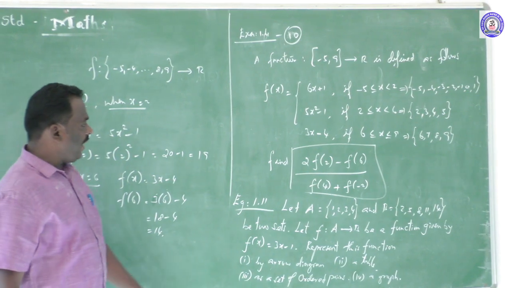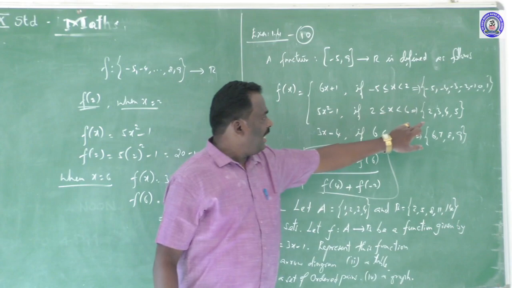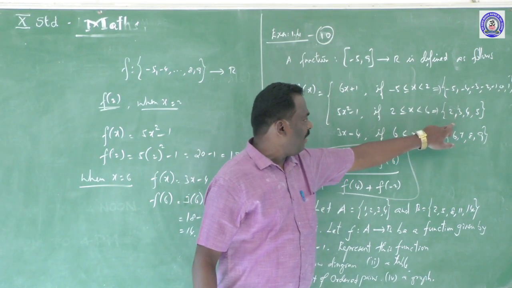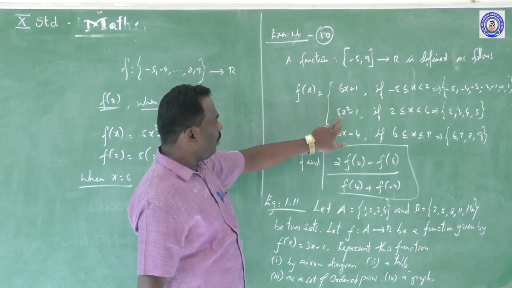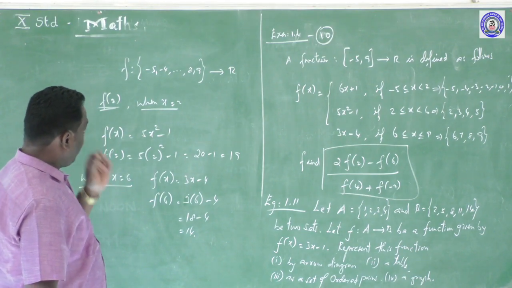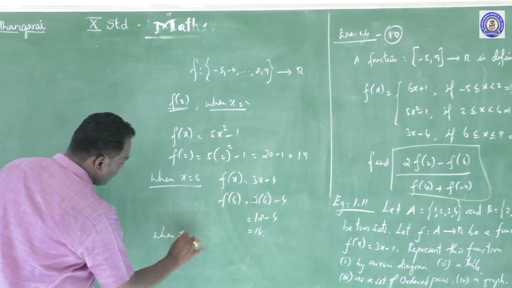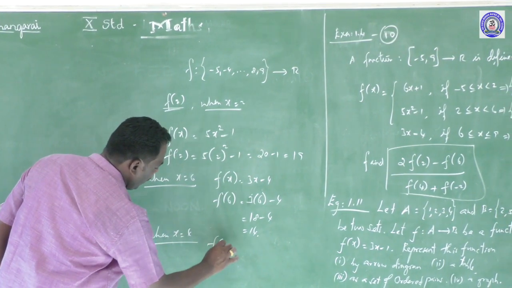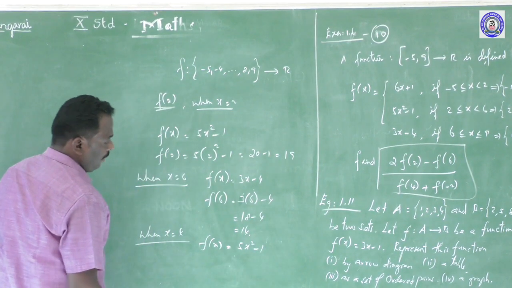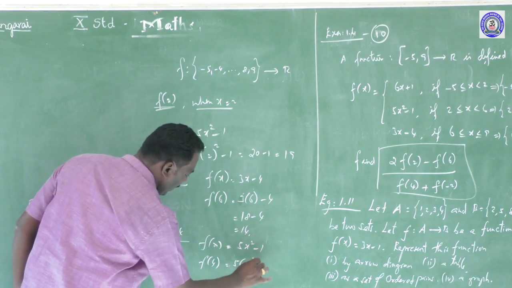Now come to the next case, find the denominator f of 4. 4 is in which interval? The second interval, 2, 3, 4, 5. Therefore 4 belongs to this interval. The corresponding function value equal to 5x squared minus 1. Therefore when we take x equal to 4, the function value is equal to the second one, 5x squared minus 1. Therefore f of 4 is equal to 5 into 4 squared minus 1.